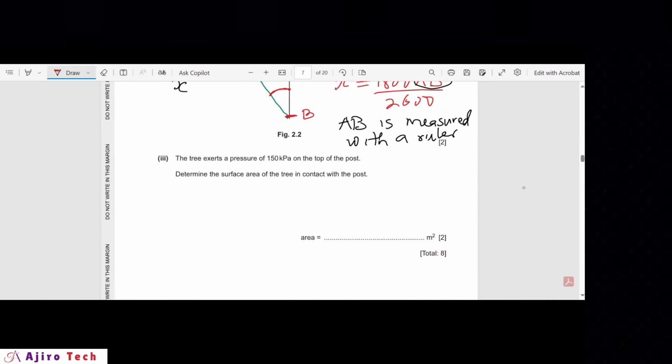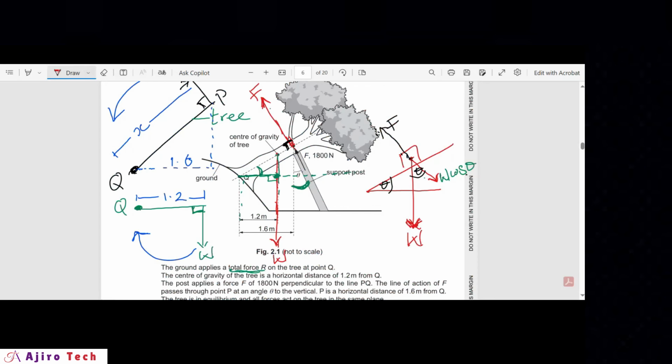Now, the pressure exerted on the top of the post. Let's go to the post. This is the post. This is the force on the post. Pressure means perpendicular force over area, perpendicular force per unit area. So what's the force perpendicular? This is F. You can see now, this is the post. So F here is perpendicular to the post, so we are using ordinary F, not F cos.